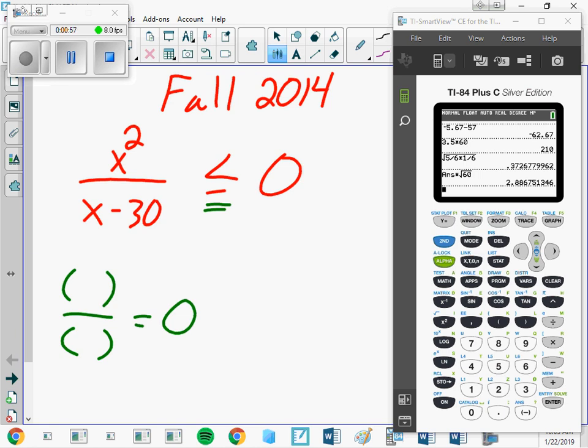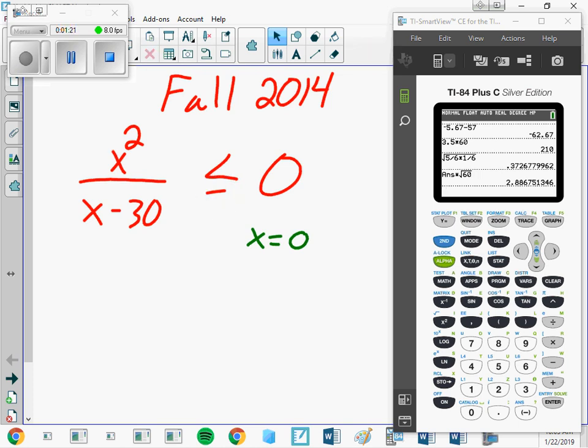So what we want to know is, when does the top equal 0? Well, that's pretty easy. When x equals 0. Okay? So I know that the equal to happens at x equals 0. And there will be one of these on your final. We can pretty much guarantee it.